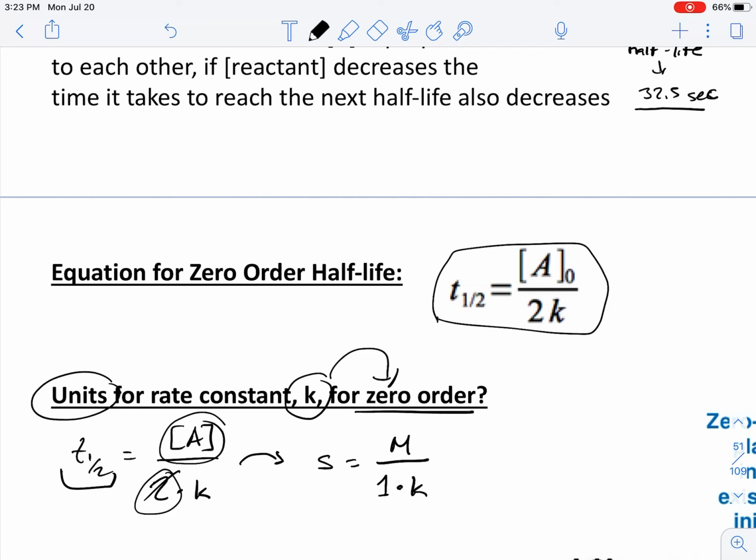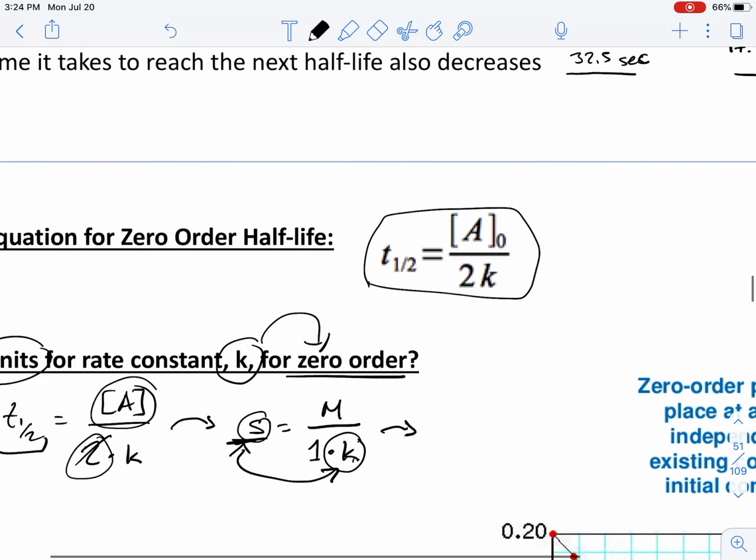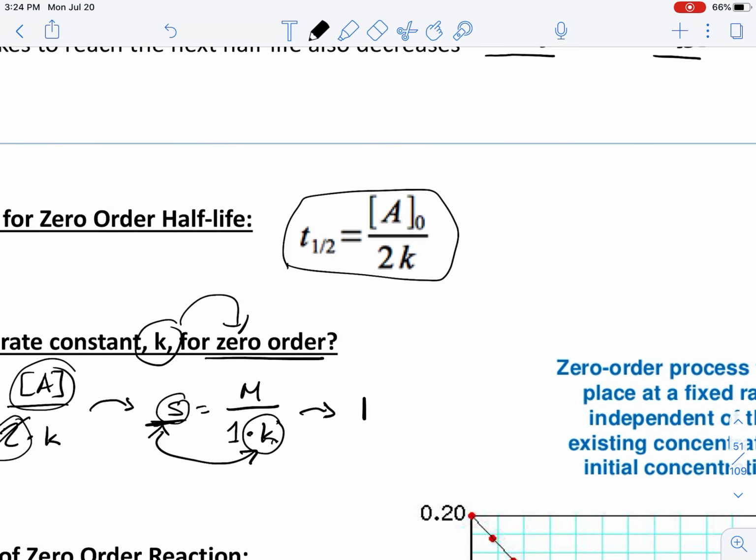If I solve for K, I'm going to multiply K to the opposite side, and then divide seconds to the opposite side, so they're swapping places. The units for the rate constant K for zero order are simply molarity per second. This is different than second order, remember, which is 1 per molarity times second. And this is also different than first order, which is 1 per second.